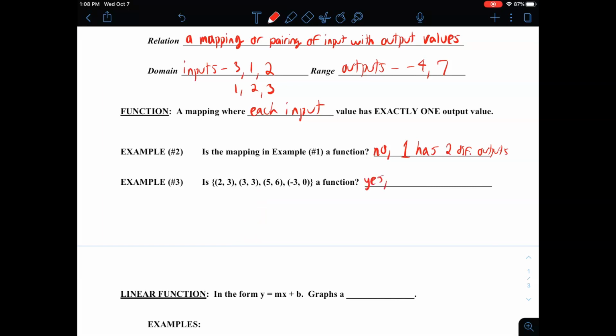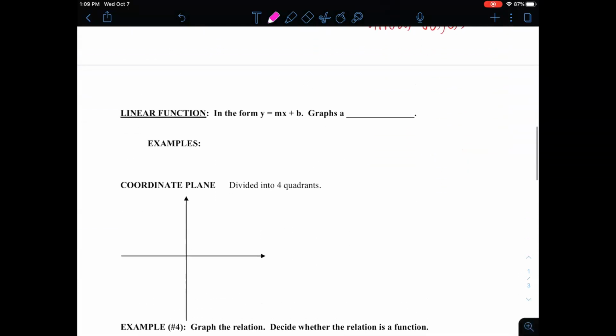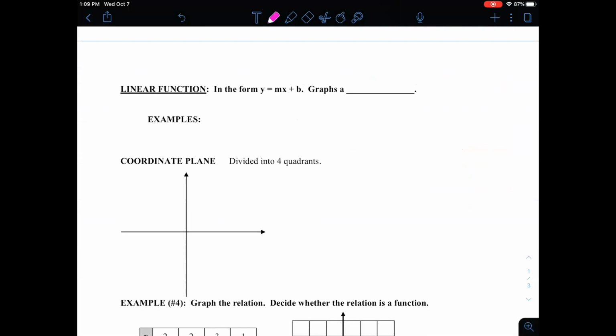And the reason is no repeating inputs with different outputs. Okay. All right, that's all that makes something a function: no repeating inputs going to different outputs.